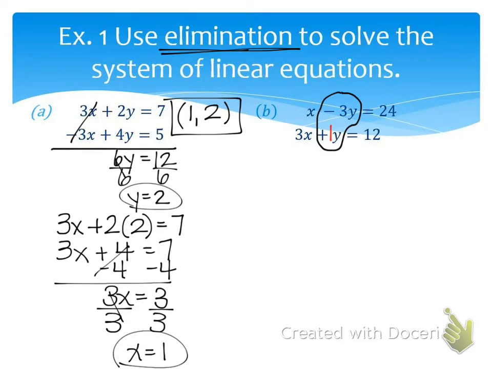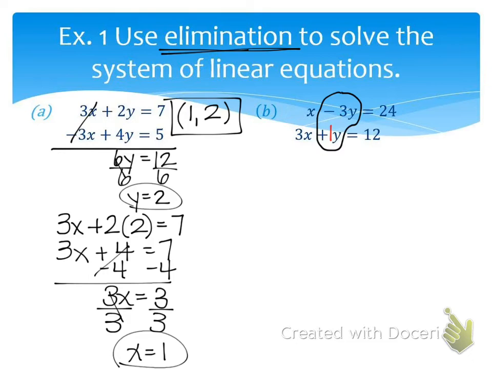So if I'm looking at the bigger coefficient, which is 3, what are multiples of 3? Well, what is 3 times 1? 3. What is 3 times 2? 6. What is 3 times 3? 9. So 3, 6, 9. Those are my multiples of 3. So my question is, what is a common multiple? And somebody raise your hand. What's a common multiple of 1 and 3?